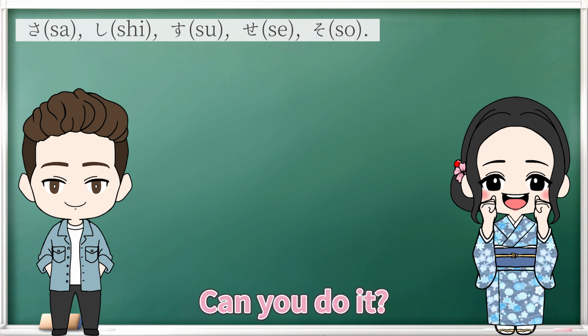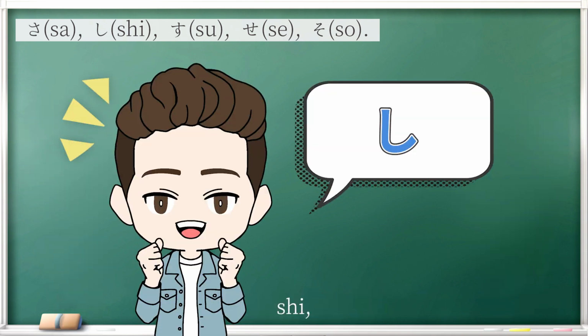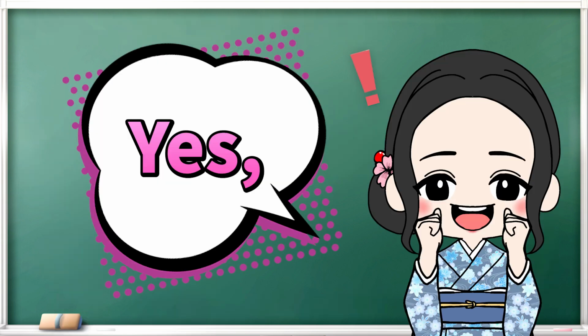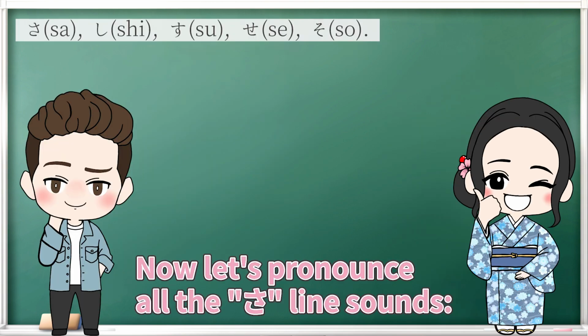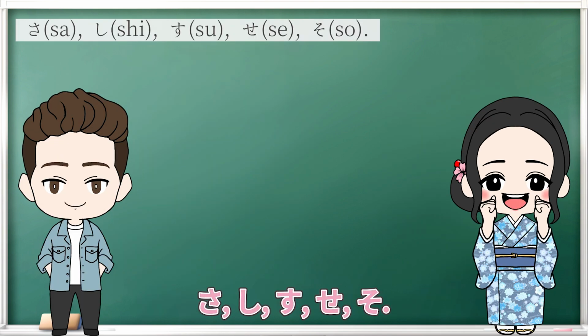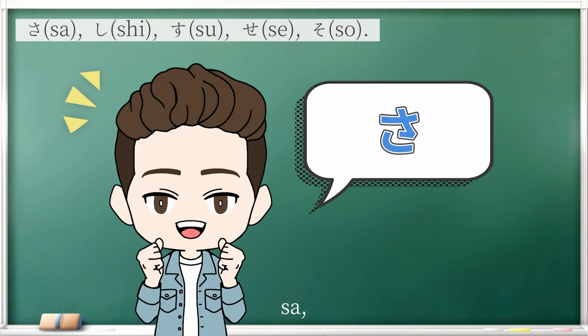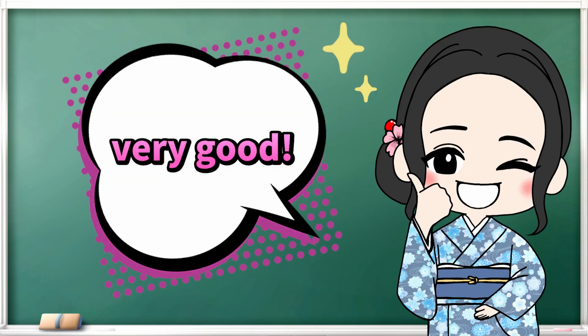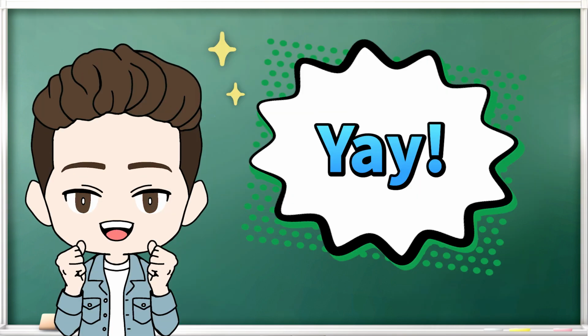Can you do it? She. Yes, perfect. Now let's pronounce all the sa line sounds. Sa, shi, su, se, so. Sa, shi, su, se, so. Yes, very good. Yay!